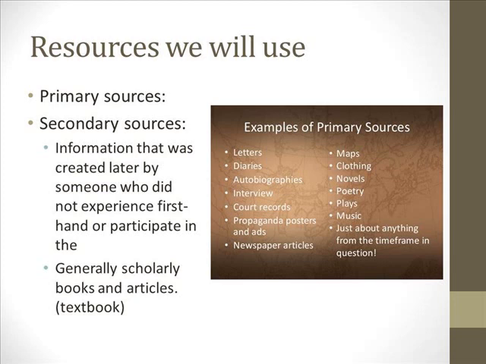Primary sources are things that were published or created at the time of an event. So letters from person to person, diaries, interviews, court records, maps, even things like clothing and music are primary sources. Newspaper articles are a critical one too. The reason that those are important is that they haven't been interpreted by someone else.